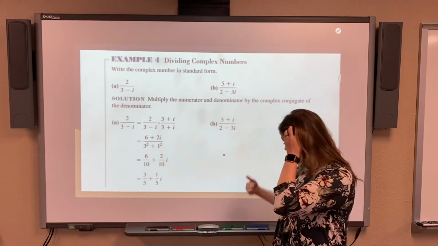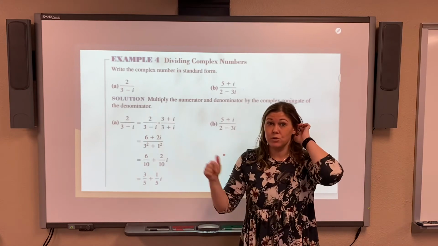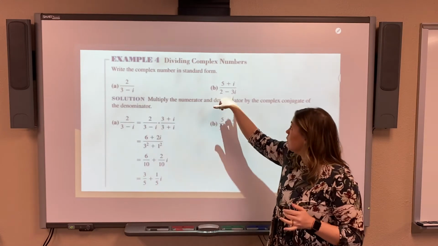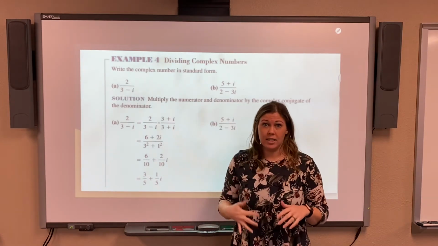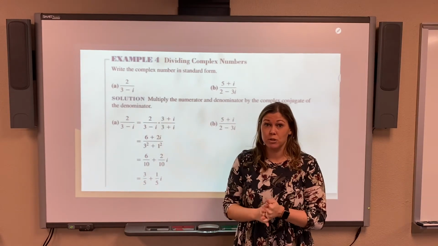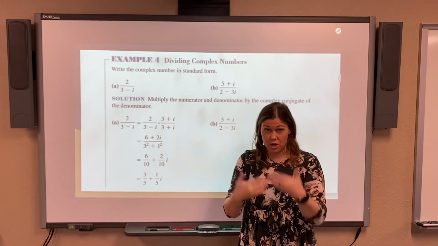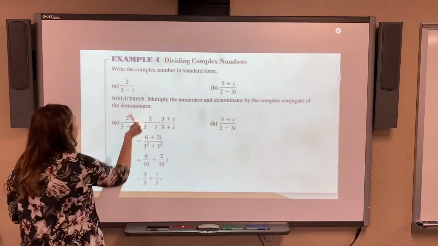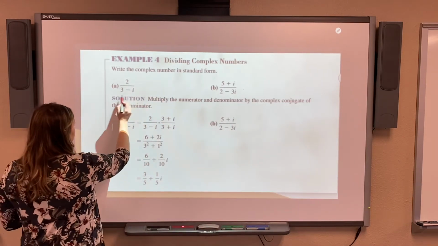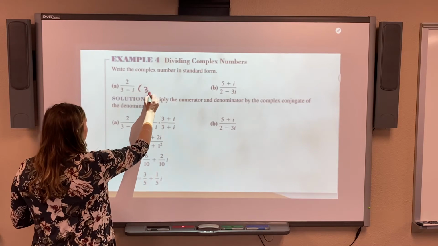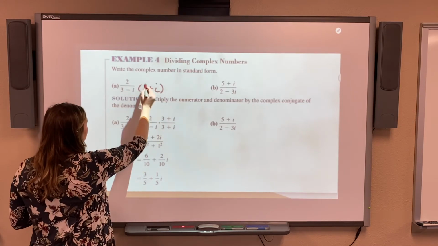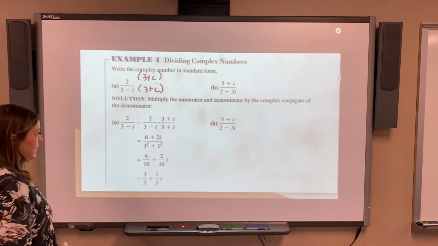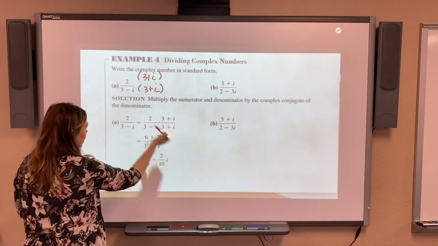Okay, so whenever we're dividing complex numbers, we have to use the conjugate. Because you can't have an i in a denominator, we can't leave them like this. You can't have an i in the denominator. So we need to multiply the top and the bottom by the denominator's conjugate. So this first one, we have 2 over 3 minus i. So the conjugate would be 3 plus i. Okay, what you do to the bottom, you have to do to the top. So we multiply the top and the bottom by its conjugate. So if we do that here, which is what they did.